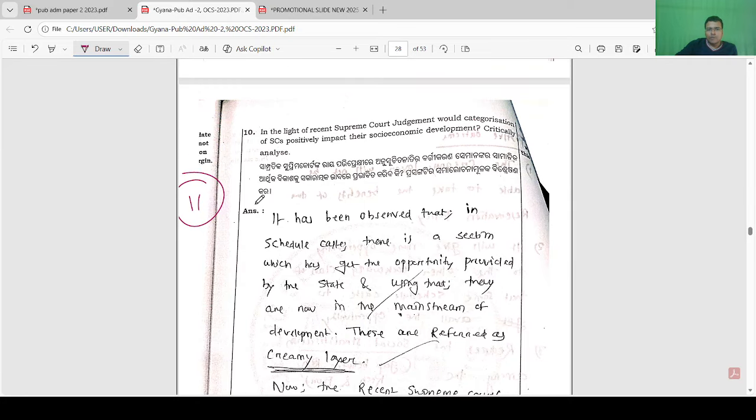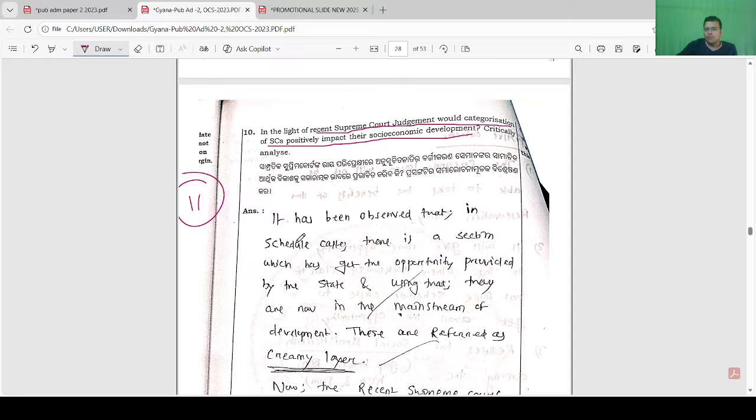So that goes to question number 10. Recent Supreme Court judgment on categorization of SC: how does it positively impact their socio-economic development? Acha, so socio-economic development of SC. This is paper 2, unit 9, welfare administration, welfare of scheduled caste. So what is the Supreme Court judgment related to categorization of SC?